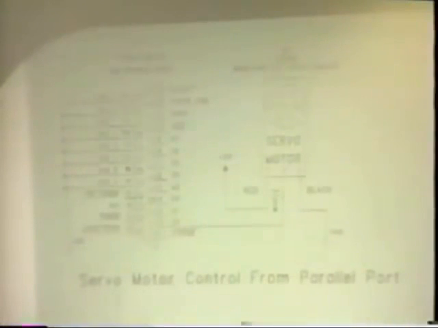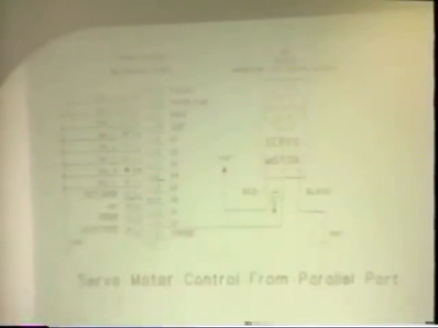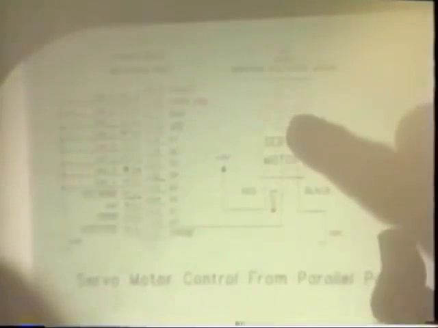If the signal is positive for 0.5 millisecond, that's 0. If the signal is positive for 2.5 milliseconds, that's 180 degrees. So however long it's up, that's where this thing goes, and you have to repeat it every 40 milliseconds. This is 0.5 to 2.5 milliseconds. Repeat it every 40 milliseconds, and you can control this thing.